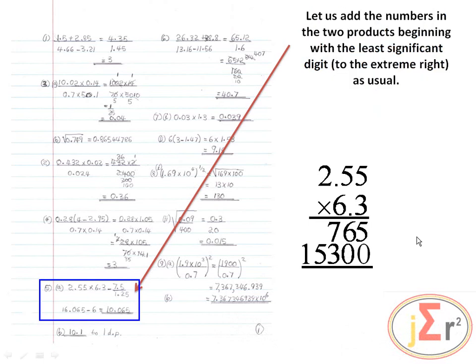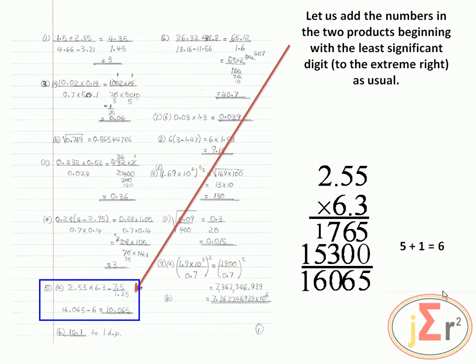Let us add the numbers in the two products beginning with the least significant digit, which is the 1 to the extreme right, as usual. So no problem adding 0, 5, and 6 with 0, no doubt will give 6 also. Here we have 7 plus 3, that is equal to 10, and we write 0 and carry 1 to the next column. Then what do we say? 5 plus 1 is equal to 6. And we have nothing to add with this one. It goes back as it is.